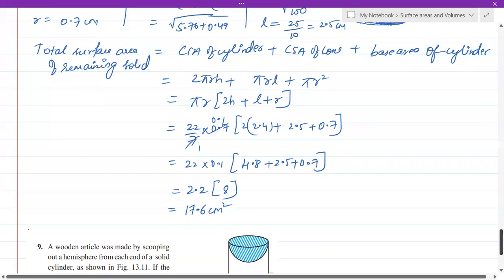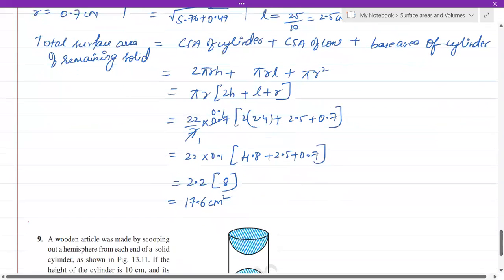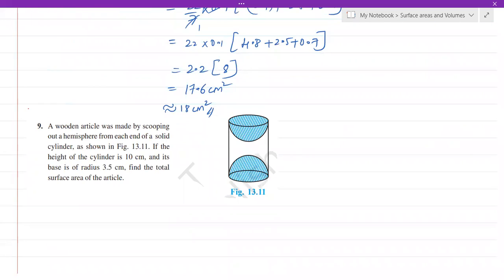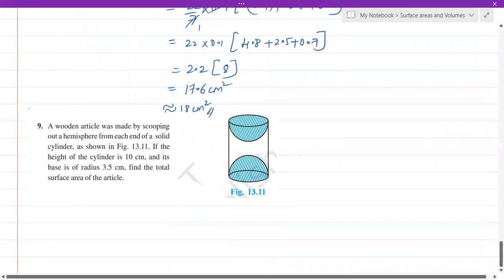They've asked you to round it off to the nearest centimeter square. So if you round off 17.6, it will be approximately equal to 18 centimeter square. That will be the answer for the 8th question. Coming to the 9th question, a same type. A wooden article was made by scooping out a hemisphere from each end. As you can see here, at the top also they have scooped out and at the bottom also they have scooped out. The height of the cylinder is 10 centimeters and the radius is given as 3.5 centimeters.